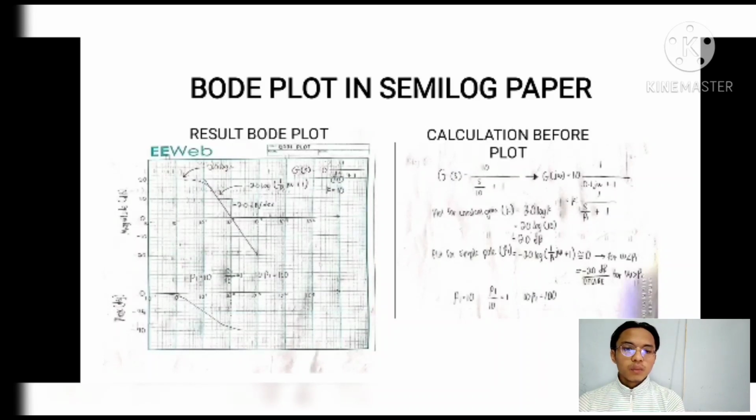we calculate the simple pole. While simple pole P1 is 10, we divide P1 by 10 and get 1. And we multiply P1 by 10, so we get 100. Now we can plot on semi-log paper. First we plot the magnitude. After that, we plot the phase.